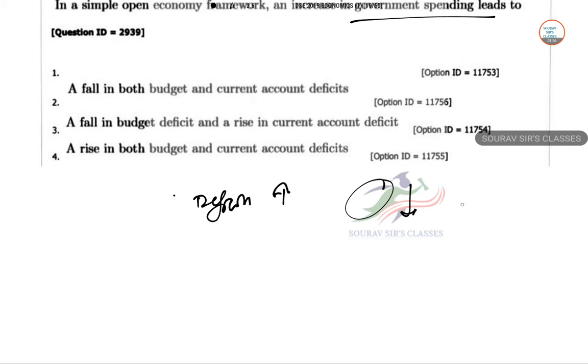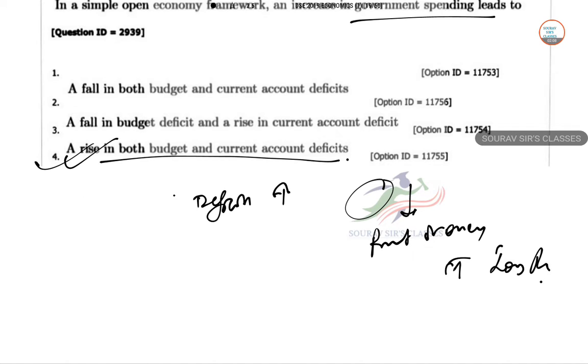Ironically, this mostly happens, and in the present time the country sometimes tries to print money to get out of all this, which creates inflation in the long run. So this option is right. Next.